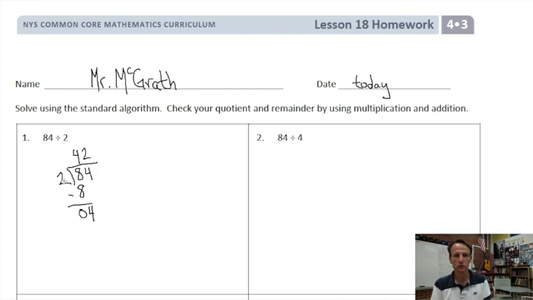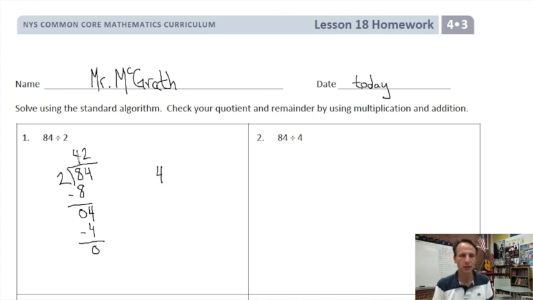Why? Because 2 times 2 is 4. And when we subtract that, which we have now divided, we are left with 0. Our remainder is 0. We do not need to write remainder 0. In fact, you shouldn't. So let's go ahead with our check.